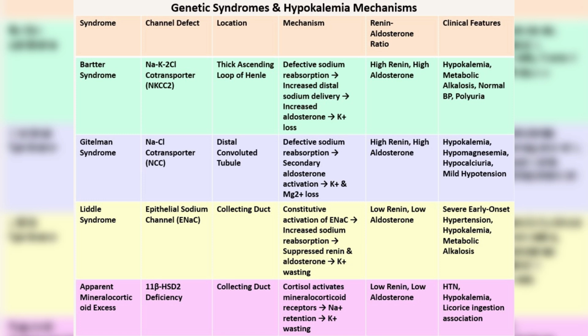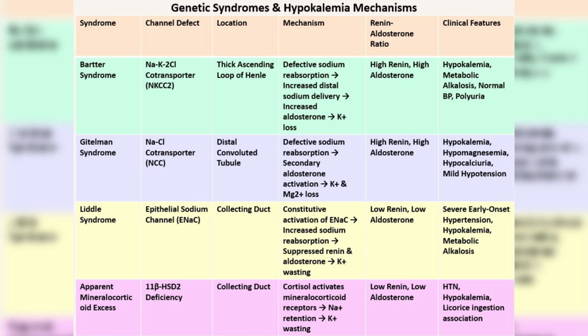Exactly. And finally, there's apparent mineralocorticoid excess, or AME. It's a mouthful, I know. Let's just call it AME. AME it is. So this one involves an enzyme deficiency. Cortisol normally gets converted to cortisone, which doesn't have much effect on mineralocorticoid receptors. But in AME, that conversion doesn't happen properly. Cortisol keeps acting like aldosterone, and you get the same picture: high blood pressure, hypokalemia, suppressed renin and aldosterone. Interesting. So lots of different ways those genes can mess with potassium. Oh yeah, it's like a whole other world down there in the tubules.